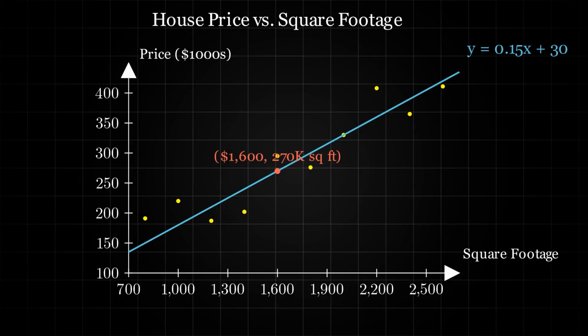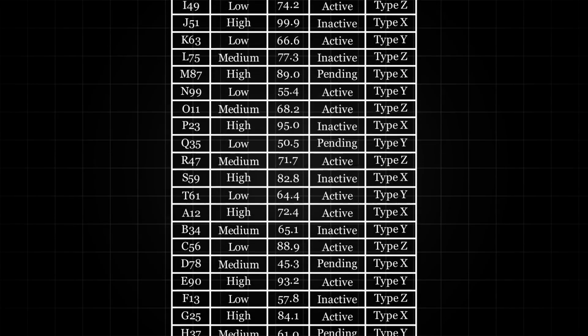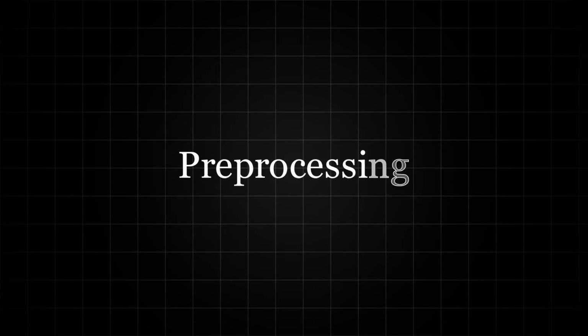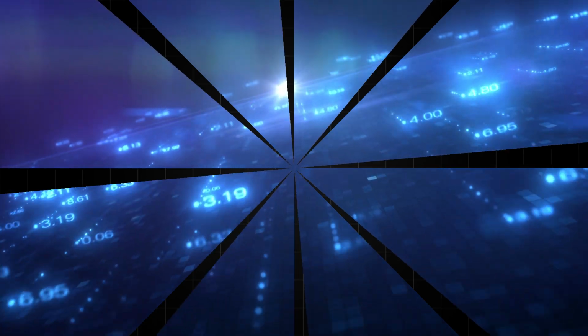One of the most challenging parts of building a machine learning model is collecting and preparing the training data. In many cases, the raw data isn't in the format you need. That's where data pre-processing comes in. It involves cleaning, organizing, and transforming the data so it's ready for the model to learn from.